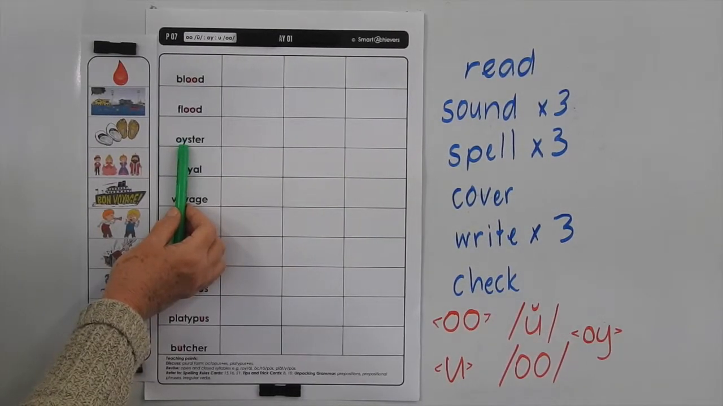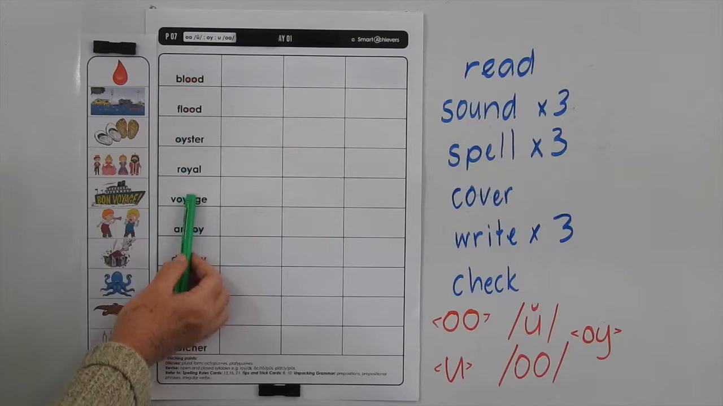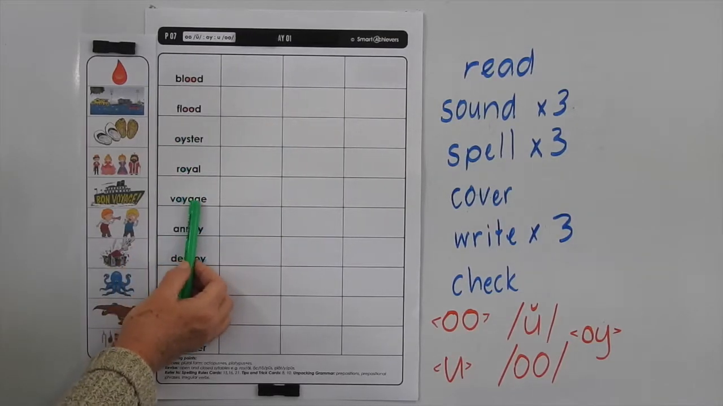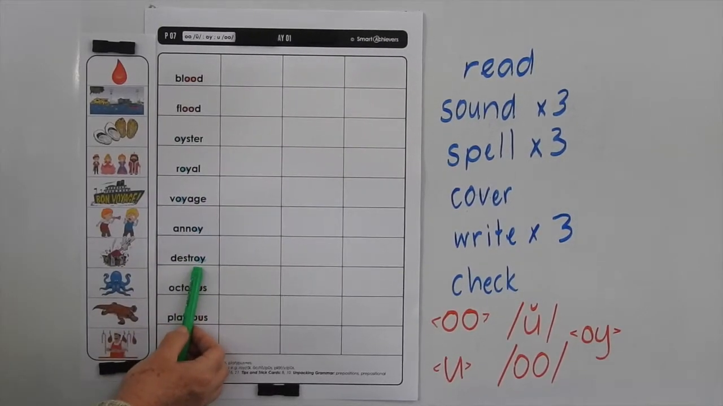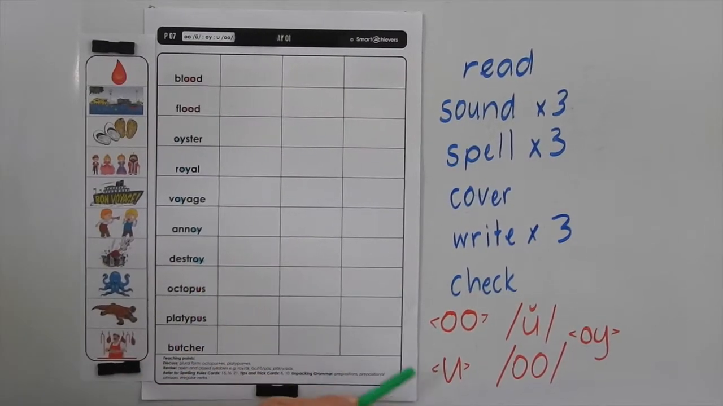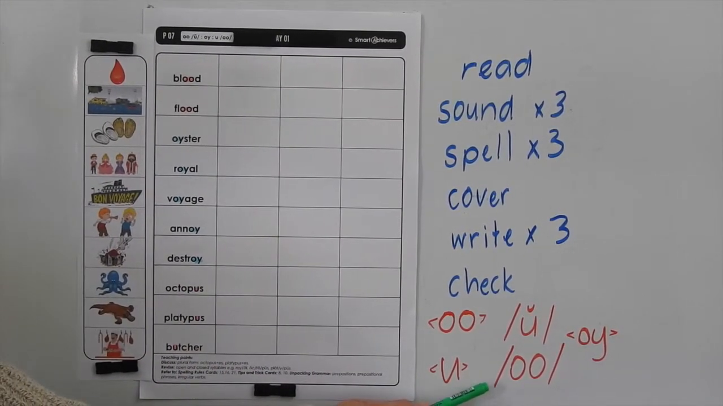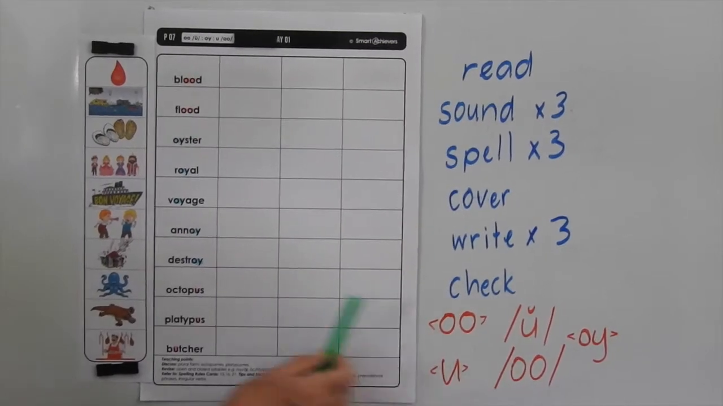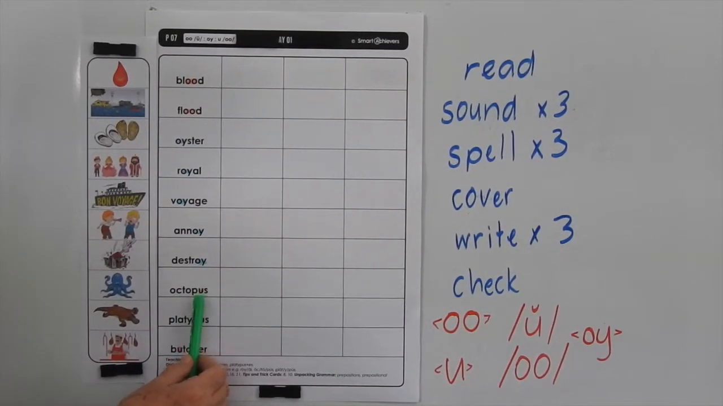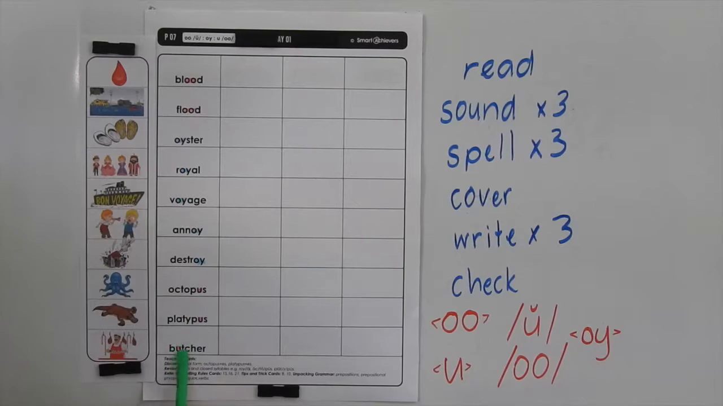At the end of a syllable or word, we may use OY. So we've got oyster, royal, voyage, and annoy, and destroy. And then we've got the U making the sound in puss, octopus, platypus, and butcher. So we've got 3 different sounds there.